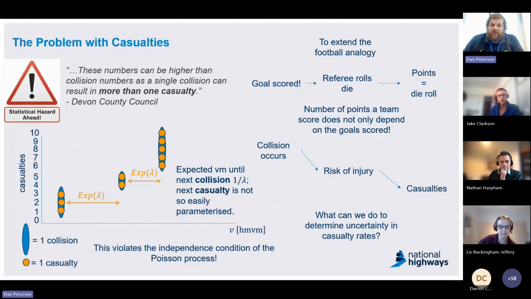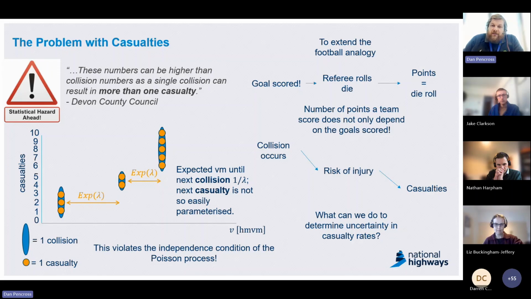Whilst the vehicle miles between collisions are still exponentially distributed according to the collision rate, the vehicle miles between each casualty happening do not follow that same distribution. Some of them are happening instantaneously, groups of them are occurring with the collisions, but they don't follow that same distribution, and you can get different numbers of them occurring with each collision. So just the collisions are still distributed in the same way. The casualty rate is not as easy to parameterize as the collision rate.